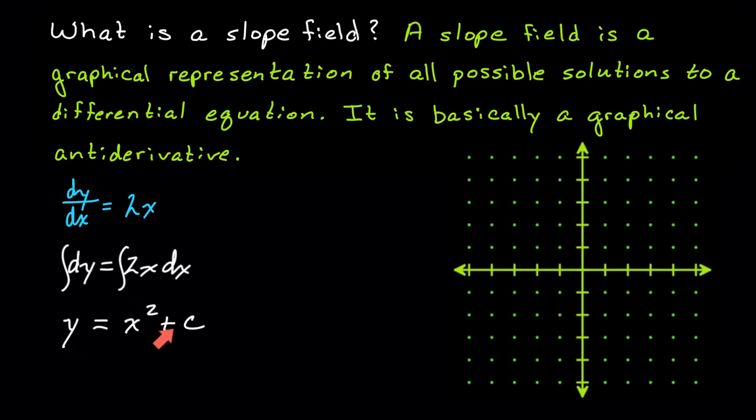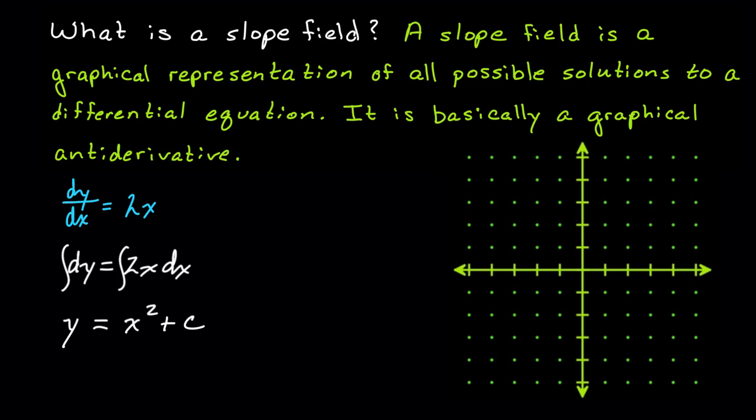A general solution will have this plus c, which means our graph might be right here, our graph might be up here, our graph might be down here. One thing that they all do have in common, however, is that the vertex for that parabola is going to be on the y-axis. So what we're going to do is try to generate some kind of graph that would give me a picture of what all the solutions would look like for this differential equation, or for this general solution right here. That graph is going to be called a slope field, and it is going to give us a graphical representation of the antiderivative of this differential equation.